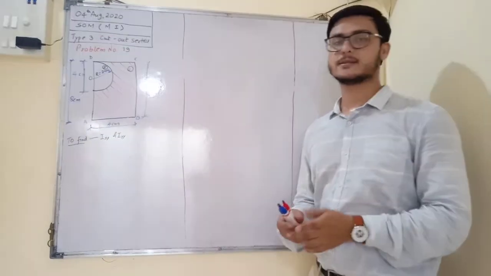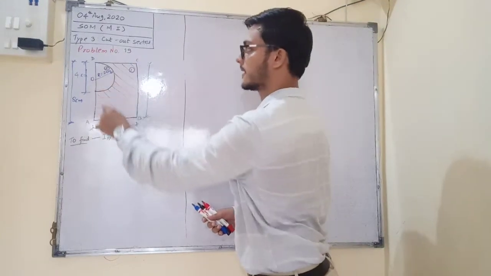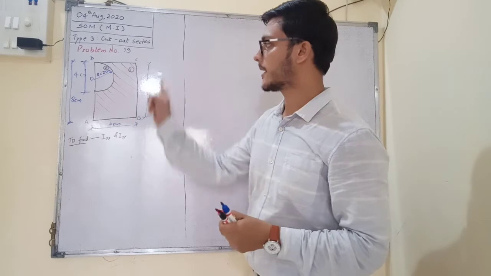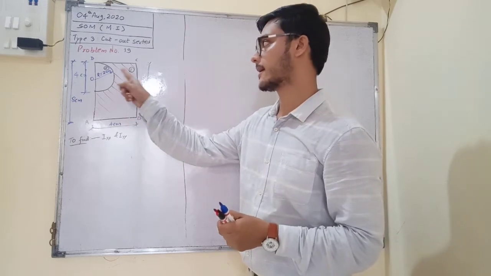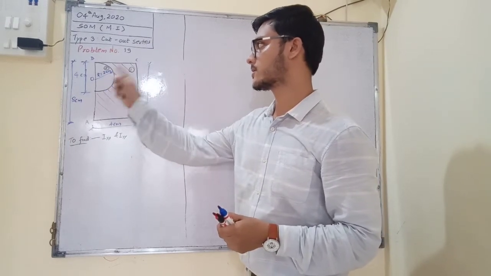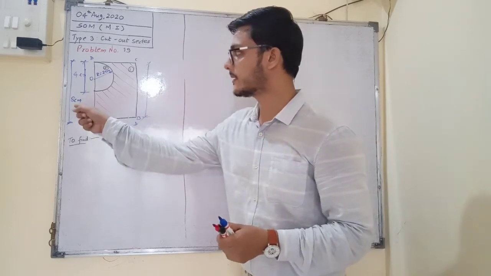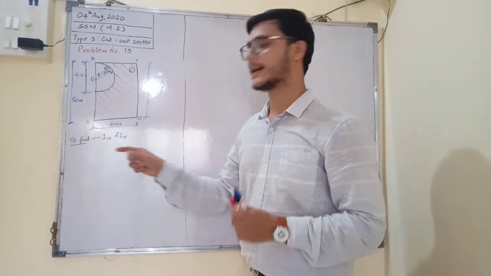Hello students, next is problem number 19, cutout section. Your cutout is a semicircle from a rectangle. So figure number 1 is a rectangle, and 2 is a semicircle of radius 2 cm. The rectangle is 4 by 8 cm. Here I have shown it. You have to find I-x and I-y.